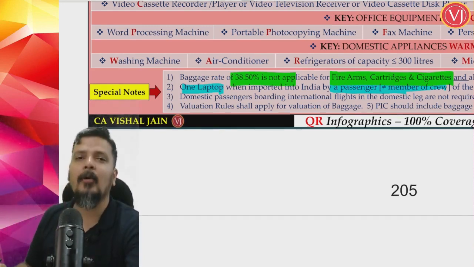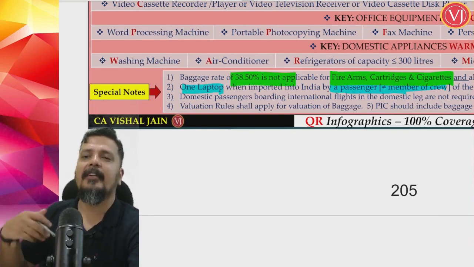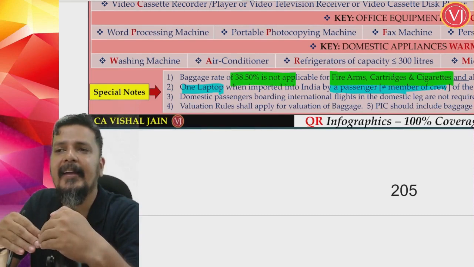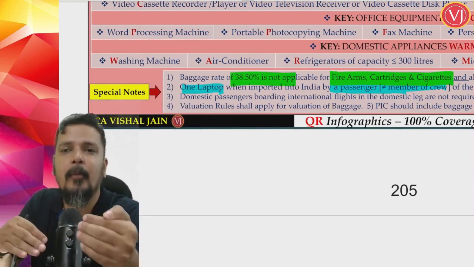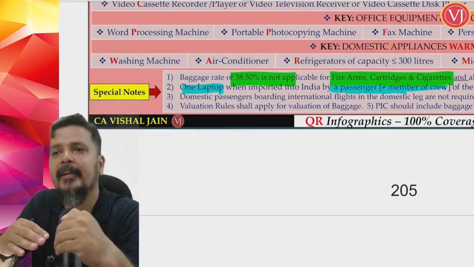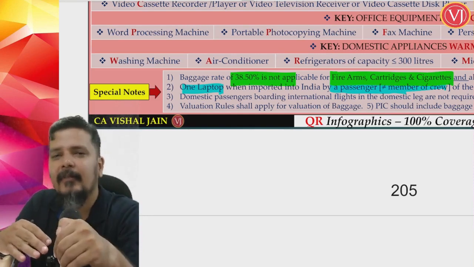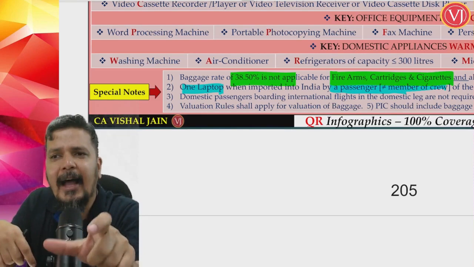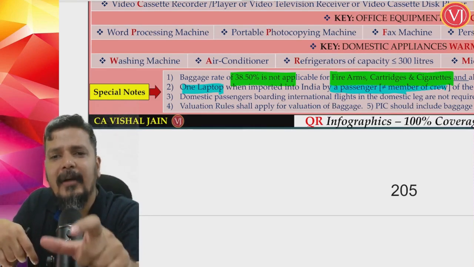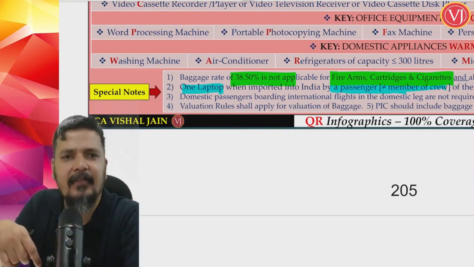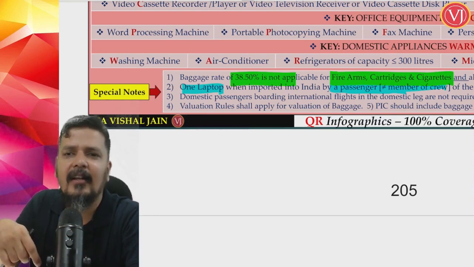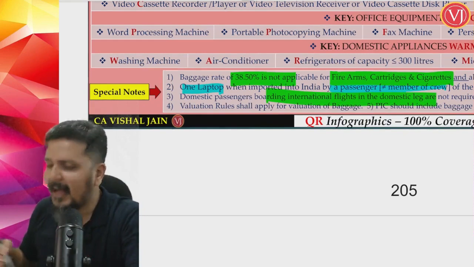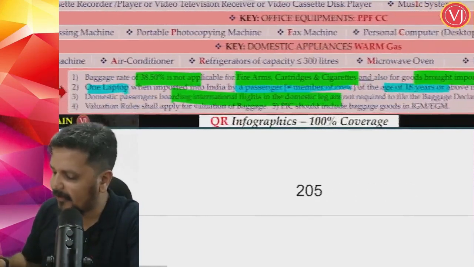And when you talk about a passenger, supposing I am traveling in an international flight, but my travel is only from Coimbatore to Mumbai, and the same flight from Mumbai goes on to London. Will I give any declaration form? No. Why? I am traveling only in the domestic leg of the international flight, so I am not required to give any baggage declaration.